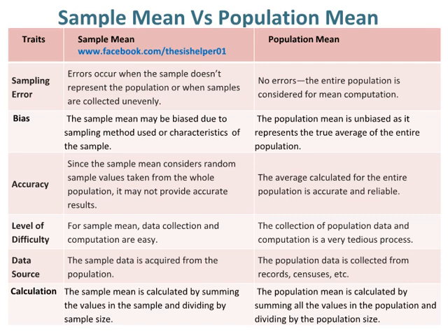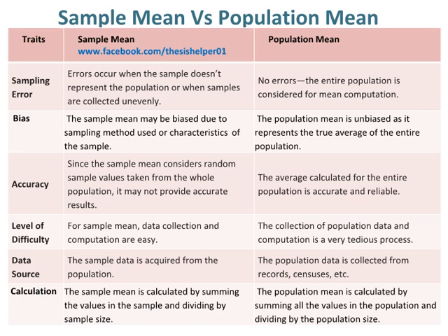The sample mean may be biased due to the sampling method used or characteristics of the sample. Whereas, the population mean is unbiased as it represents the true average of the entire population. Since the sample mean considers random sample values taken from the whole population, it may not provide accurate results. Whereas, the average calculated for the entire population is accurate and reliable.